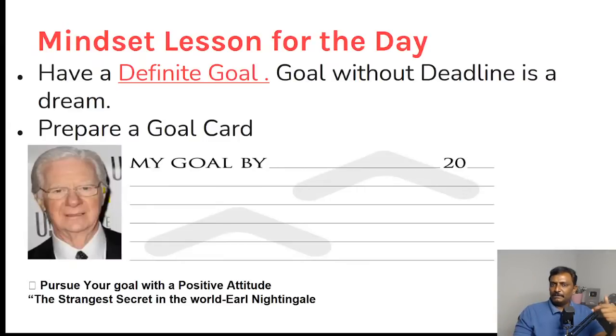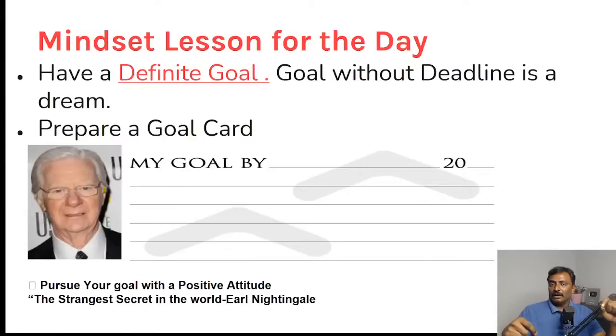If you have attended my previous sessions, I have repeated the same thing, but I don't know how many of you have practiced so far, the habit of writing the goal on a daily basis. The first thing is to have a definite goal. A goal without a deadline is a dream. So you should have a deadline for your goals and keep working towards the goal with a positive attitude. I will give you a clear explanation of what a positive attitude is in tomorrow's class. So prepare a goal card and write your goal in a spiral binding notebook on a daily basis.